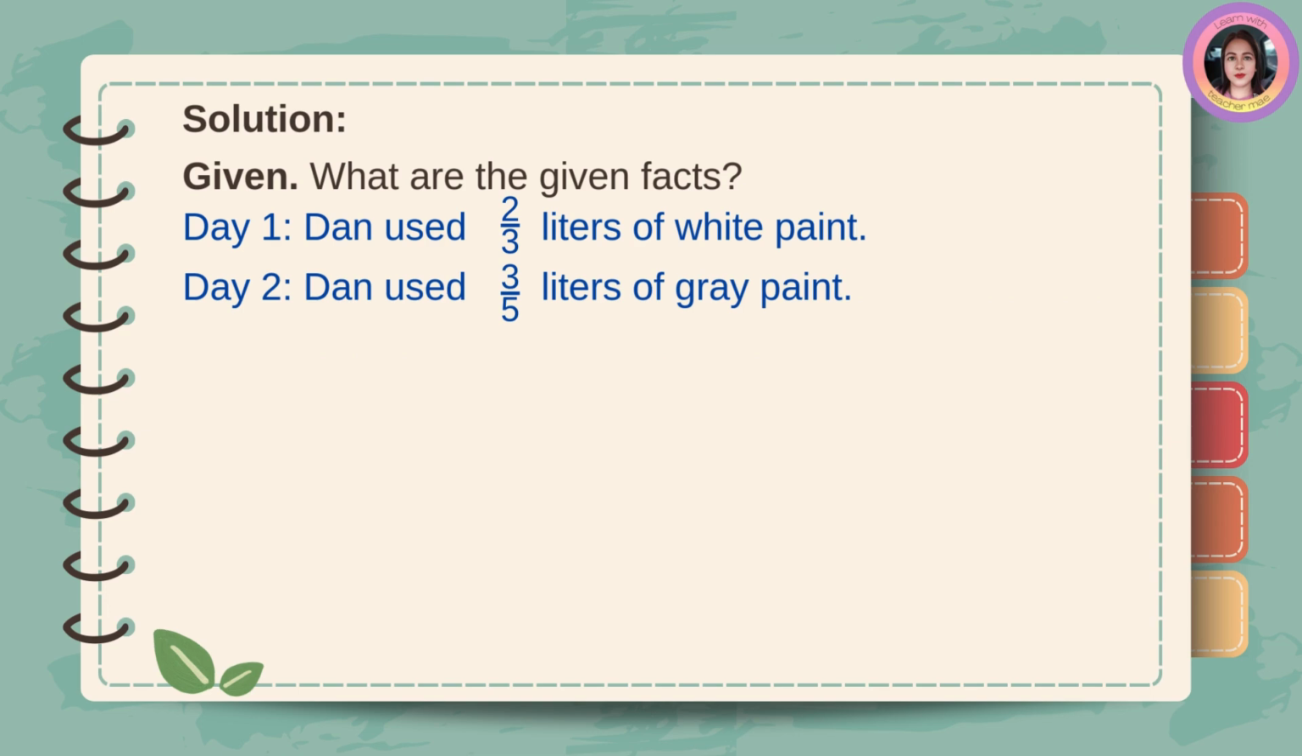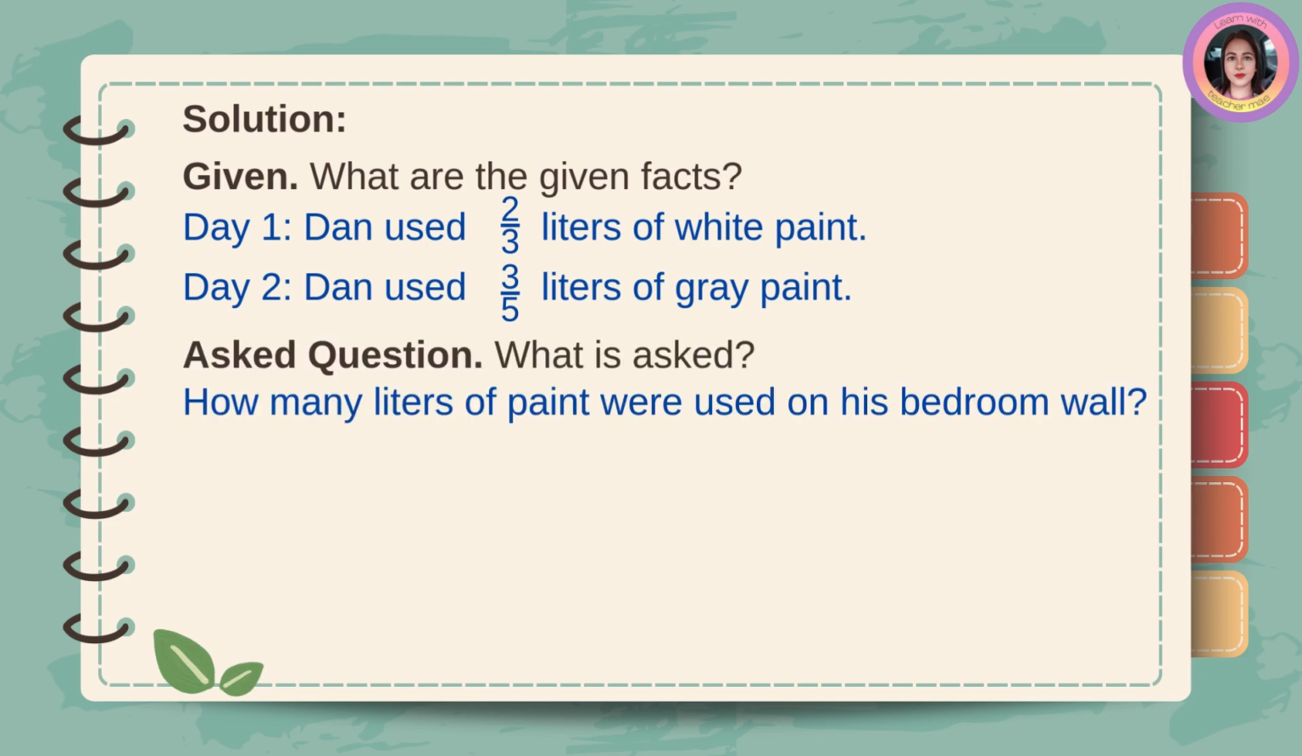Solution. Given: what are the given facts? Day 1, Dan used 2/3 liter of white paint. Day 2, Dan used 3/5 liter of gray paint. Asked question: what is asked? How many liters of paint were used on his bedroom wall?